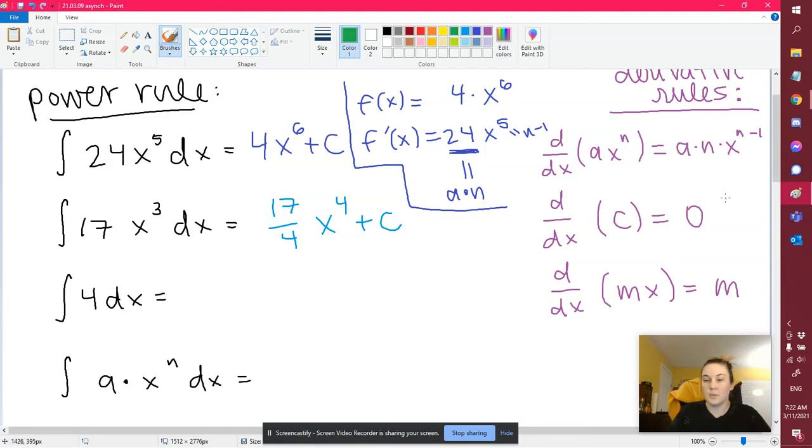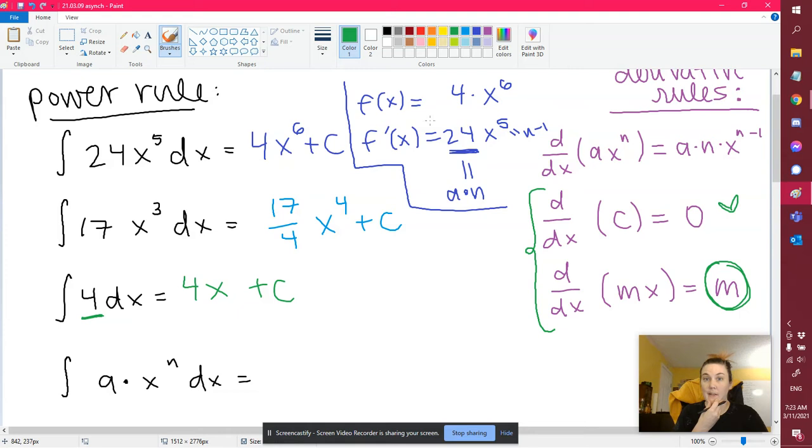Two of our other derivative rules were that if you take the derivative of a regular number, you get 0. And if you take the derivative of like 3 times x, you would get 3. 10 times x, you'd get 10. Any m times x, you just get that m. So here, when the answer looks like just a number, the integral must have been 4x, that number times x. And then put our plus c, and the plus c comes from this rule.